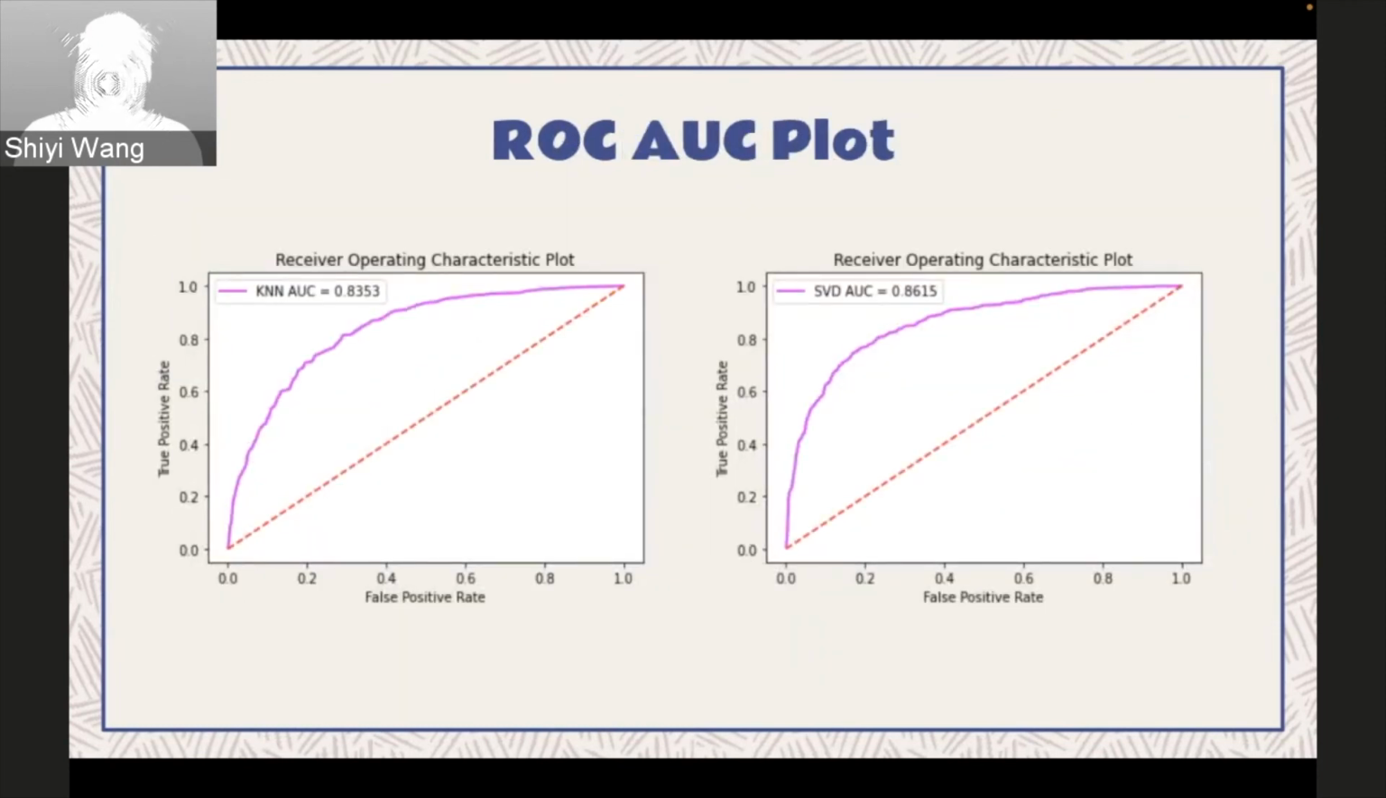And finally, we have our ROC-AUC plot, which is used to visualize the trade-off between true positives and false positives for binary classification. And the area under the curve, known as AUC, is used as an evaluation metric. So basically, the greater the area, the better the performance of the model is. So in this case, our SVD on the right has a slightly higher performance than our KNN on our left.